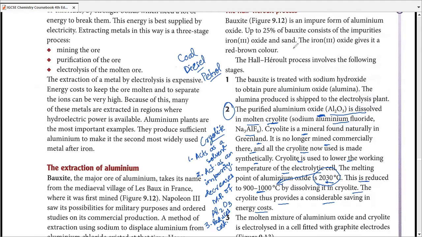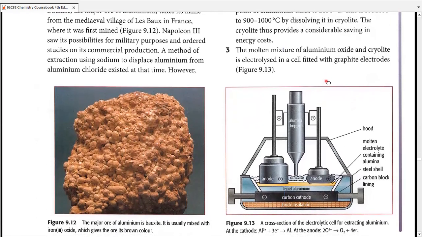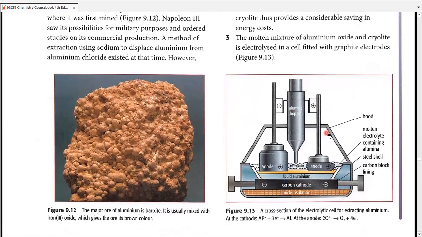Let's move forward. Now, since we're ready to actually go for electrolysis, the molten mixture is then electrolyzed. This is the diagram of the electrolysis, and some very important equations are written right over here. We are already done with these equations in our electrolysis table: aluminum ions gain 3 electrons and are converted into molten aluminum. Oxide ions are going to lose electrons to form oxygen. This happens at the anode, this happens at the cathode. So we are producing molten aluminum at the cathode, and we're producing oxygen gas at the anode.